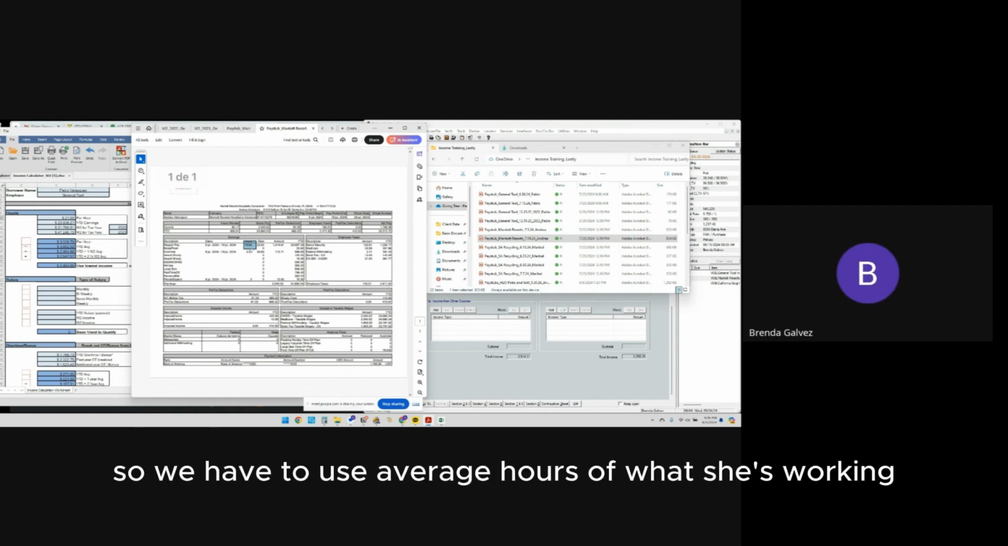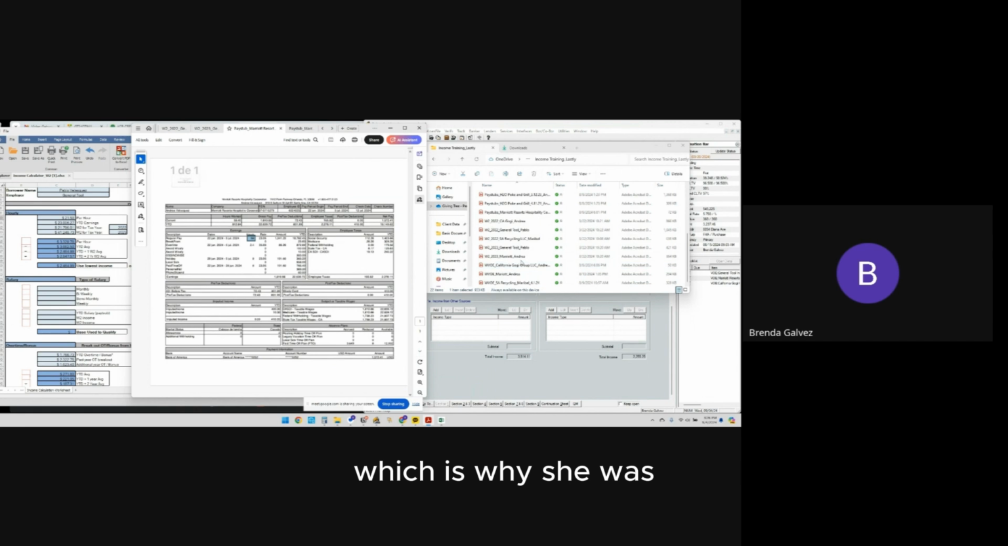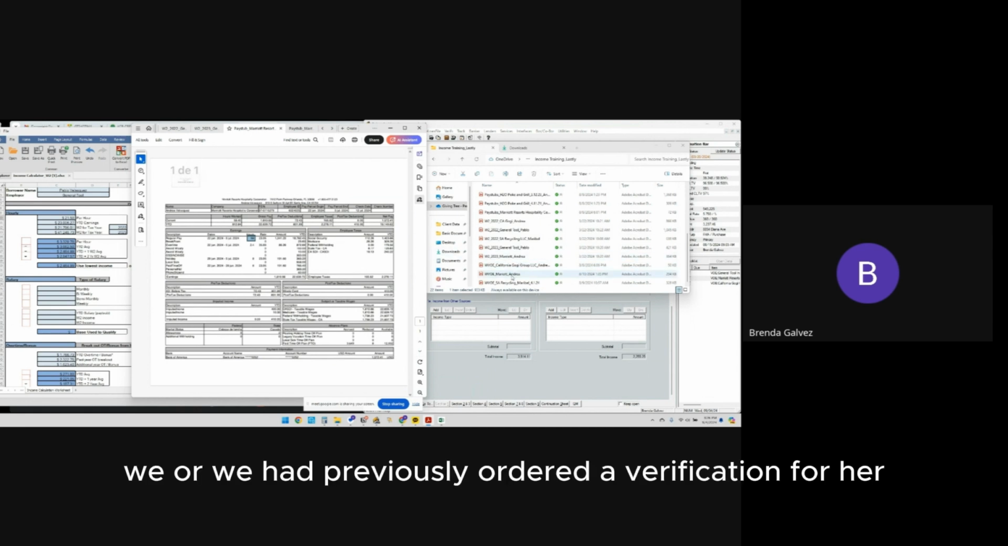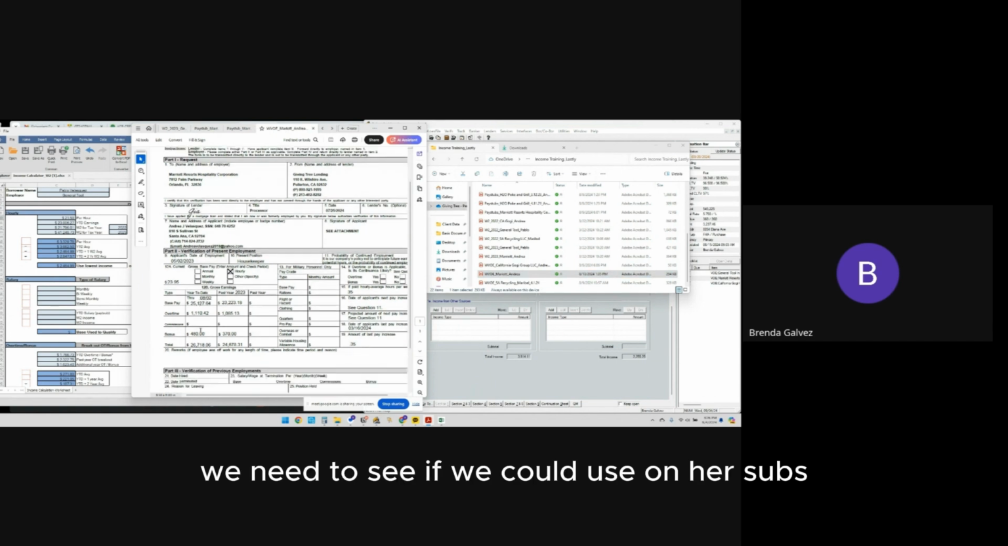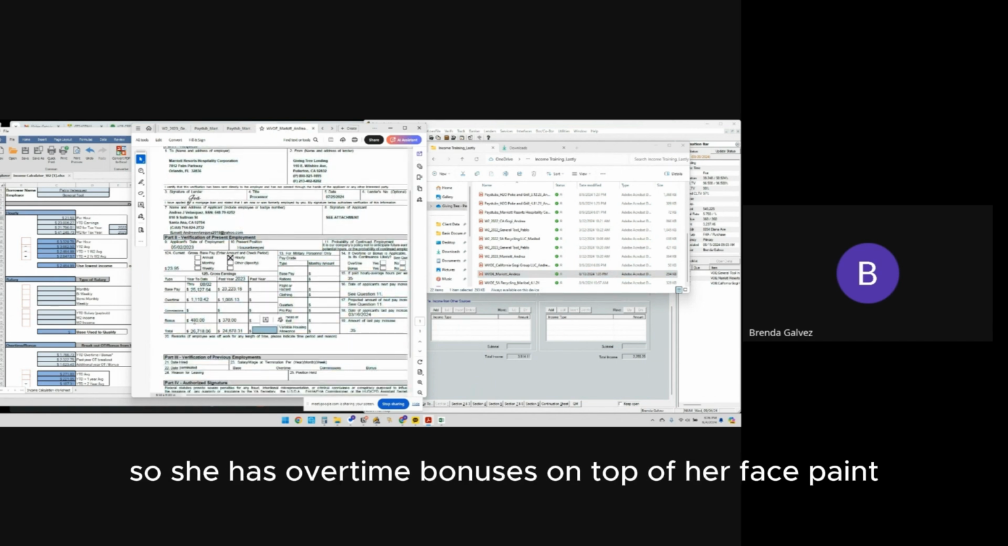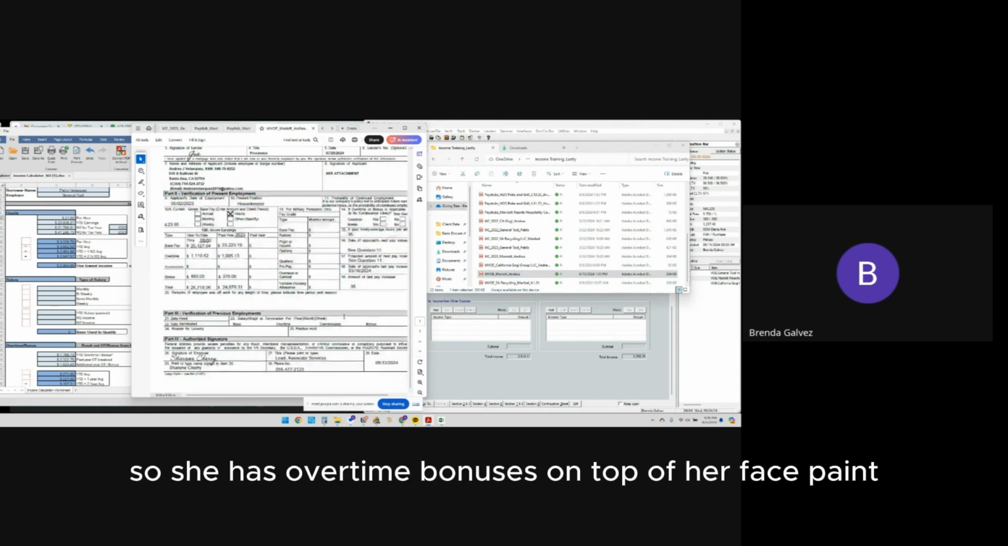So we have to use average hours of what she's working, which is why we previously ordered a verification for her, which is also why I put it in here, because we need to see if we could use it on her subs. So she has overtime bonuses on top of her base pay.